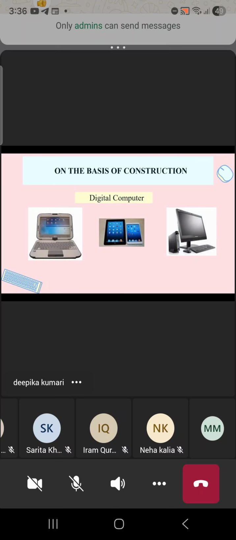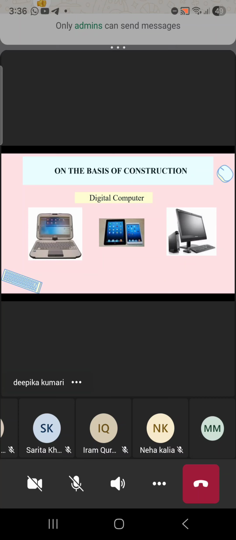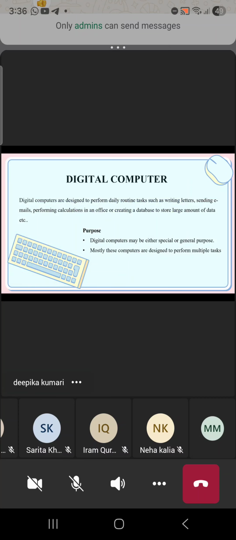Coming towards the next type of computer on the basis of construction, that is on the basis of processing, is the digital computer. The digital computer was invented by John Vincent Atanasoff and Clifford Berry in 1937. So you can see from 1830 to 1937 we came to the digital computer. A digital computer can perform daily routine tasks. These are not specific like earlier analog and analytical computers.